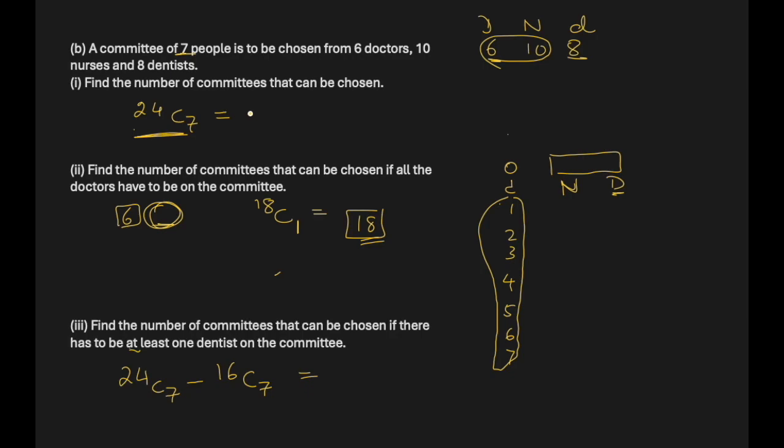Let me use my calculator again. What I'm getting here is 346104. And I have to subtract 16C7 from this, which is 334664.